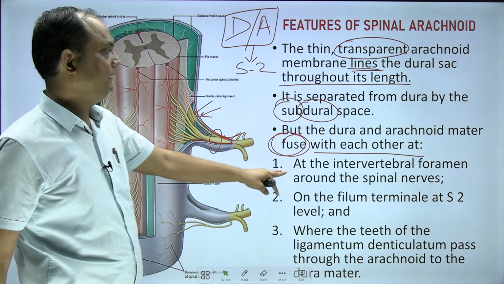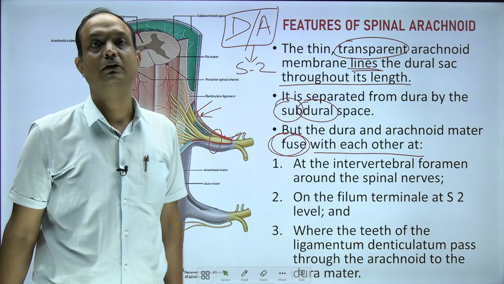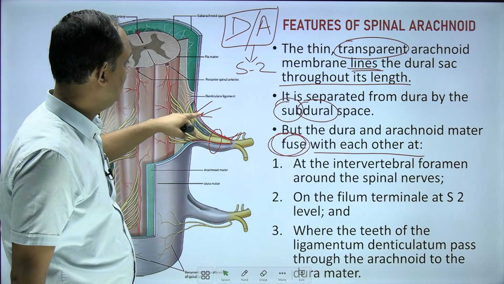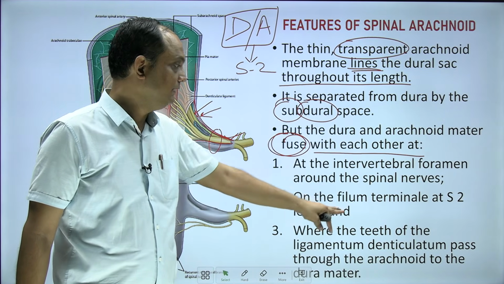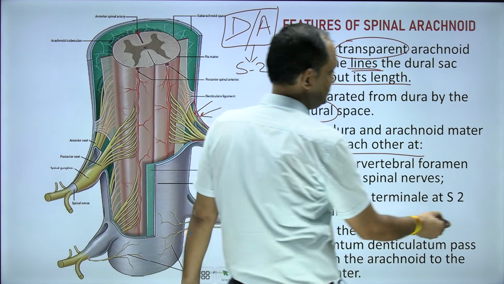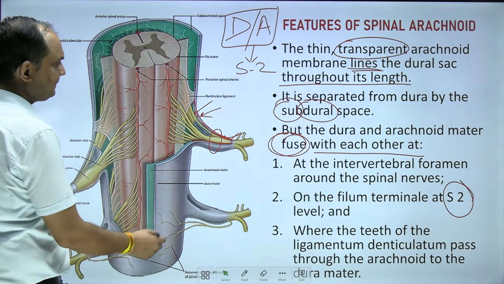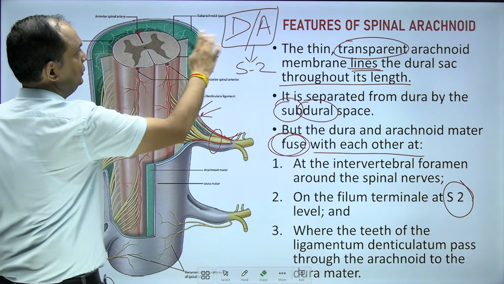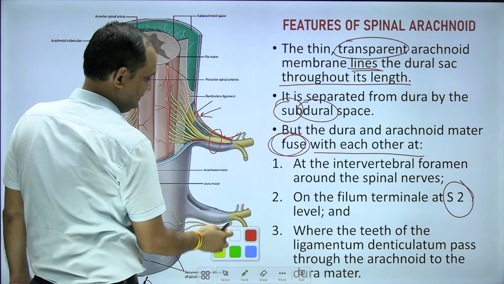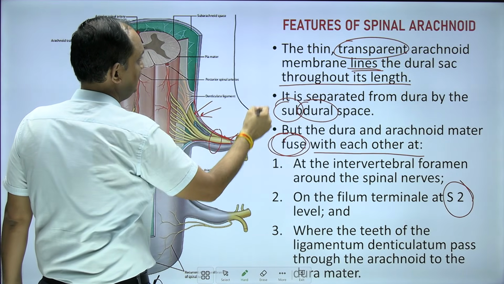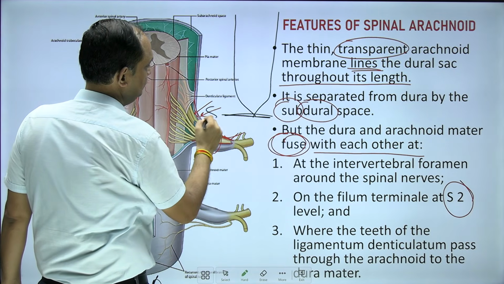So this is the one point where you will have the fusion, that is the exit of your spinal nerve through the intervertebral foramina where outer dura and inner arachnoid fuse. Second thing is on the filum terminale at the level of S2. Now this is again the important question to understand, that the lower end of your dural sac is at the level of S2 level.